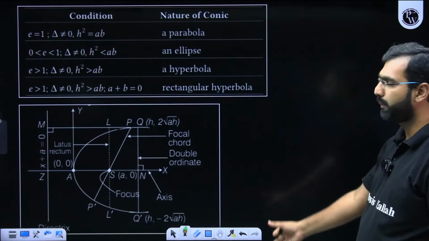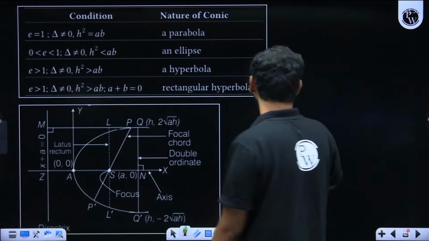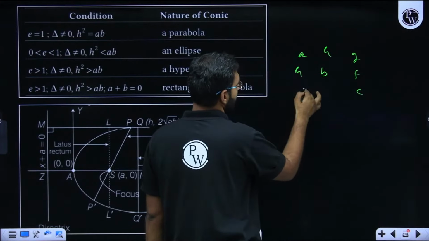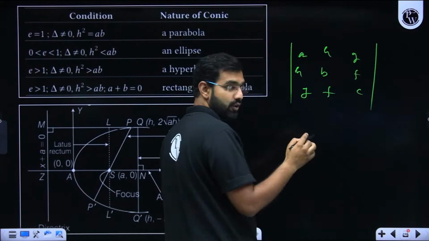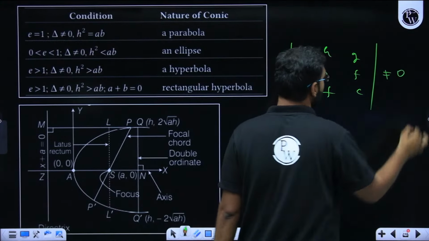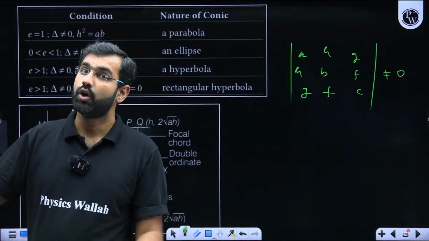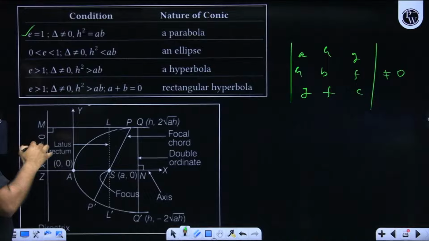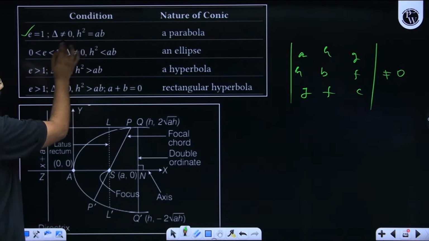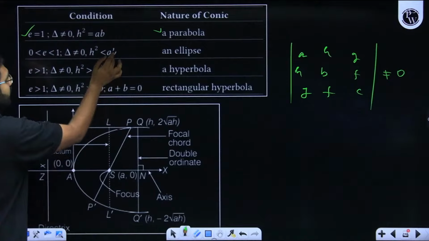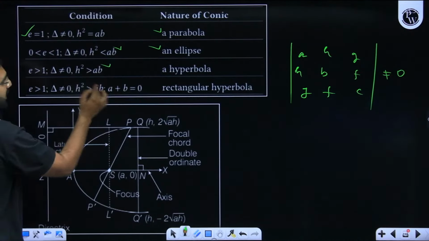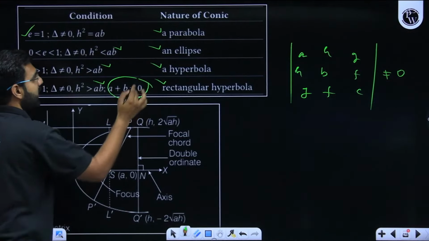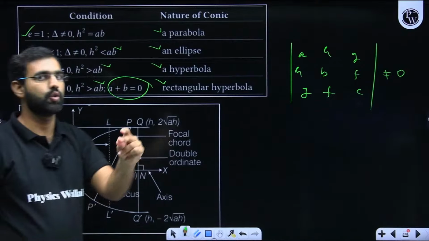Now let's talk about this part which we have discussed: the determinant ABC, HGF. If it is 0, it is a pair of straight lines, but if it is not found to be 0, it represents a conic: circle, parabola, ellipse or hyperbola. So if you see eccentricity to be 1, which means h square equals AB, where delta is not 0, of course it will be a parabola. If h square is less than AB, ellipse. If h square is greater than AB, hyperbola. If h square is greater than AB but a plus b is 0, then rectangular hyperbola. If you could remember this, you could solve questions based on that.